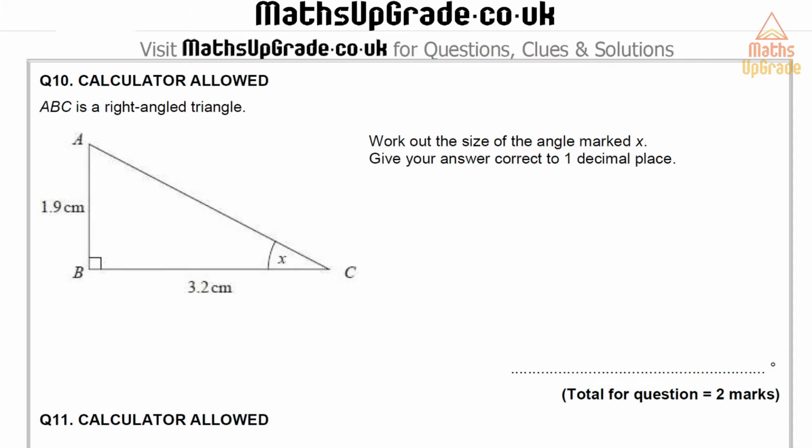Question 10. I'm given a right angle triangle, and I've got to find the size of the angle marked X. Give my answer correct to 1 decimal place.